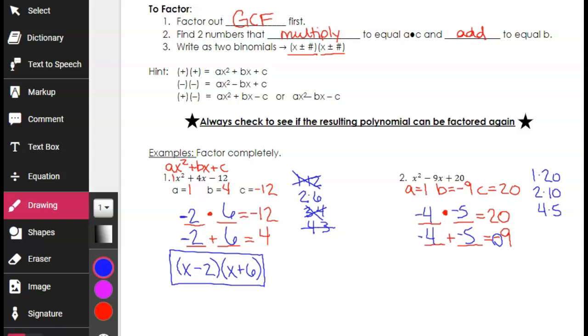And when I create my binomials, the first one is x with the first magic number, which is negative 4. And the second one is x with the second magic number, which is negative 5. It does not matter if you have it in this order or if you have it in this order. Either one is acceptable, just so long as you have x minus 4 as a factor and x minus 5 as a factor.